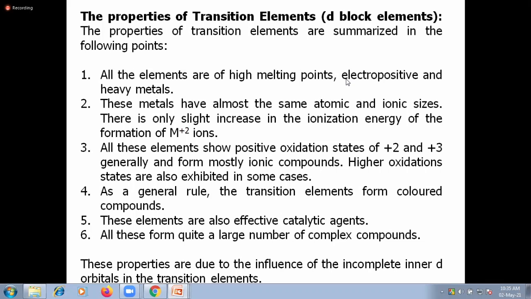So metals donate. Very good. That means they will form a positive ion. By donating electrons, they will form positive ions during the reaction, and then they will react with another atom. And they are also heavy metals, right?